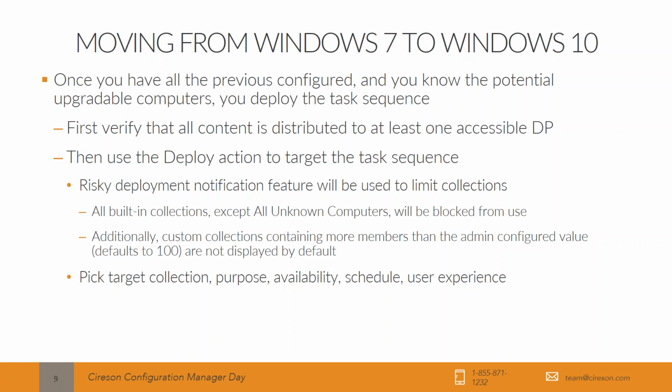It also does hide by default any of your custom collections that have more members in them than an administrator configured value. And by default, that value is 100. So any collections that you would have created that have at least 100 members in them would not appear in the wizard when it runs. Although you can clear the checkbox and then that will show you all your collections. So you pick your target collection, you pick the purpose, required or available, you pick your availability, you pick the schedule, you pick your user experience settings and so on, and get that task sequence deployed.